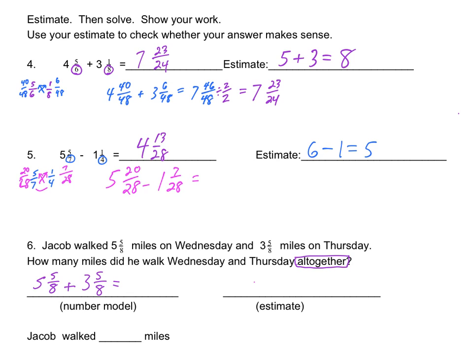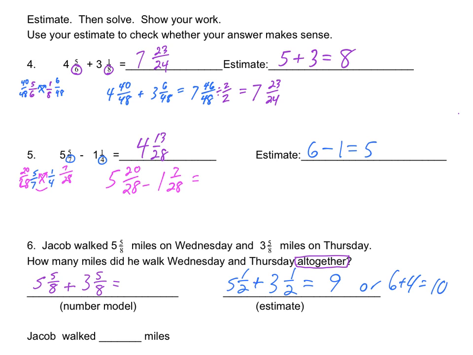My estimate, let's do that quickly. My estimate, it's looking like we could go with 5 1/2 plus 3 1/2 equals around 9. If you wanted to, you also could do 6 plus 4 equals 10.